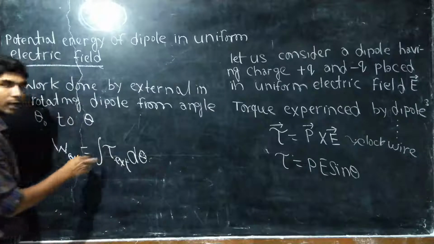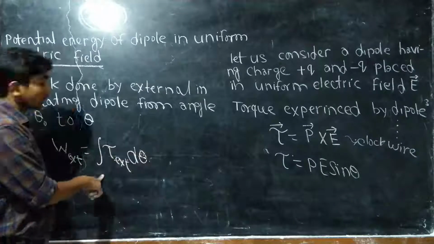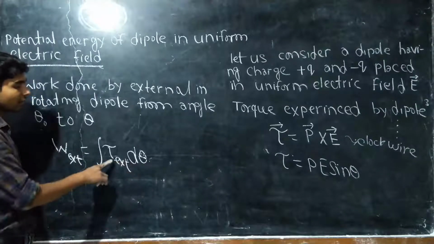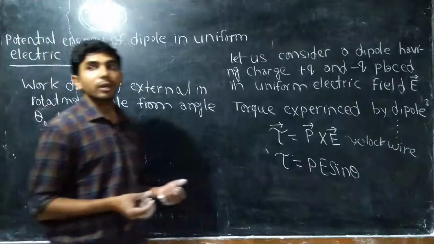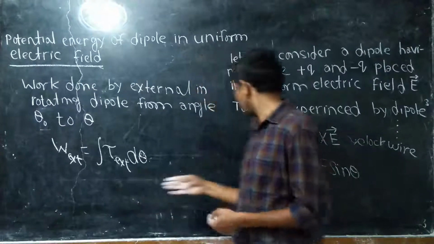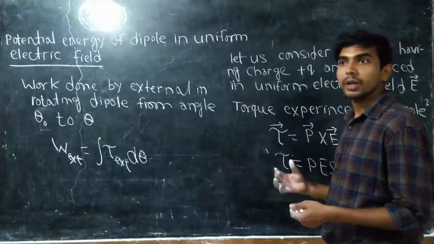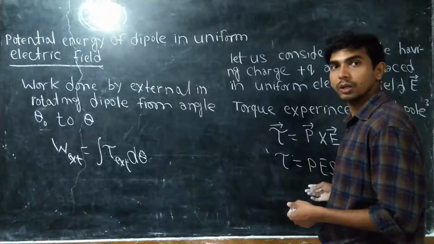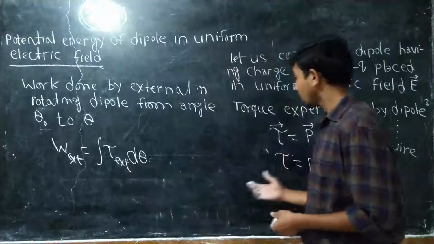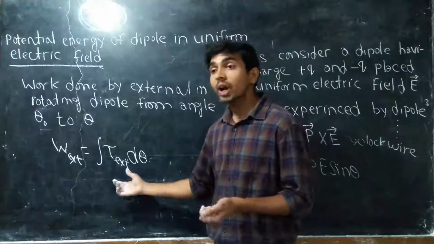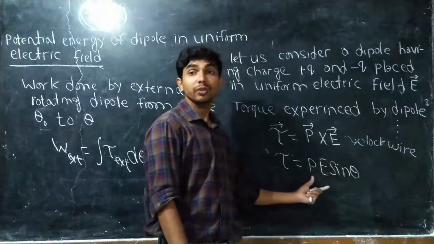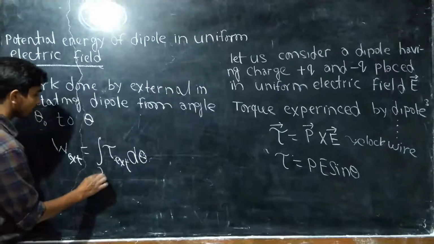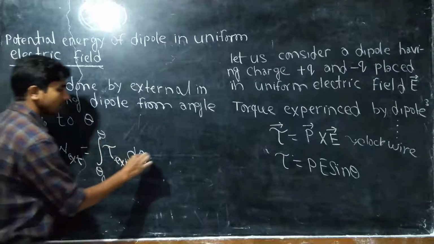You know this formula, I already discussed this formula in class 11, right? So work done by external is equal to this much. We are applying external torque just equal to the torque due to this one. We are only applying external torque, just equal to this much, right?